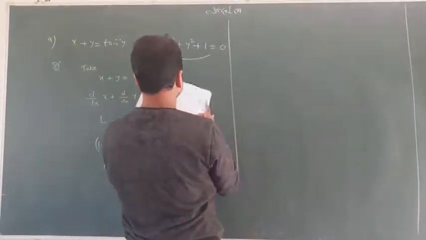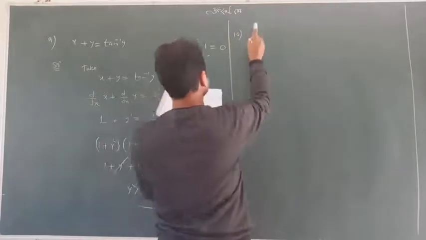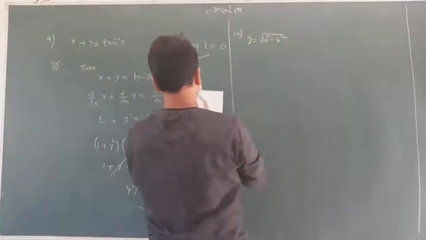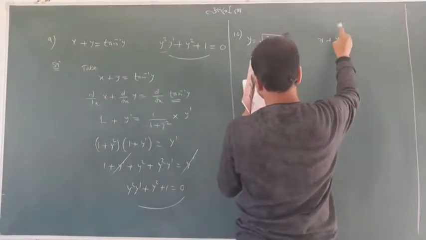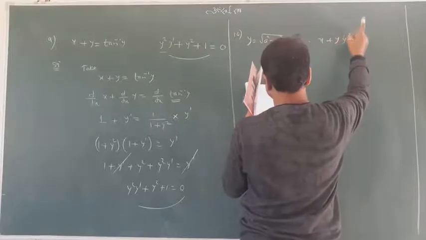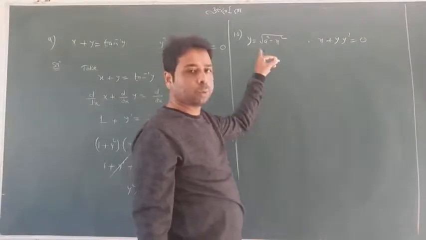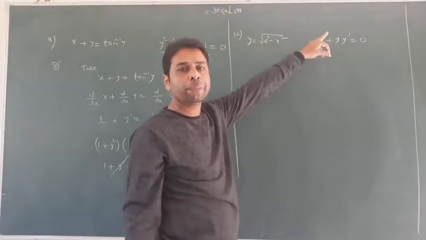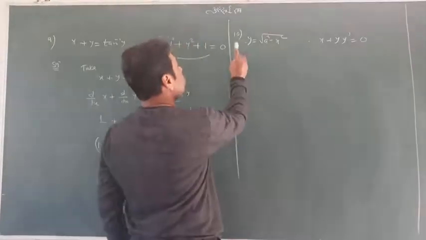So the last question from my side, I am telling you, question number 10, look at y equal to square root of a square minus x square, and we need x plus y y dash equal to 0. This thing I want. So the same situation I will handle, and I will go with this one. I want this differential equation. When I get this differential equation, it means it is a solution of this differential equation.